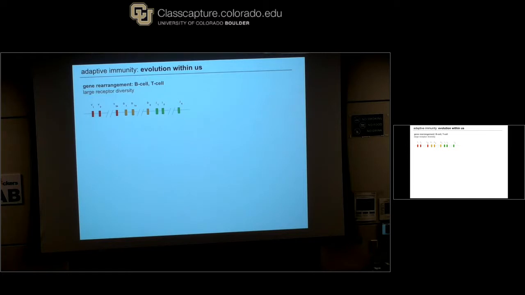And the diversity of these receptors comes from various mechanisms that are encoded in our genome. One of them is a combinatorial alignment of what are known as V, D, and J genes. We have these Legos of V, D, and J genes in our genome on chromosome 14.